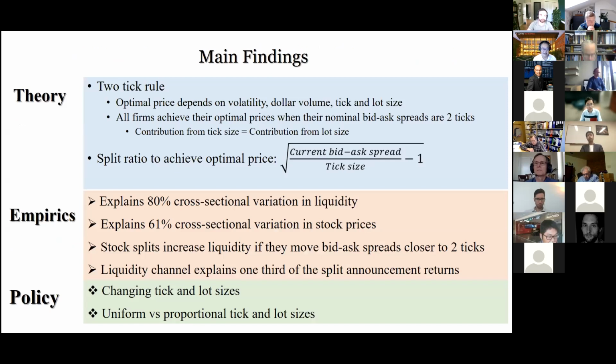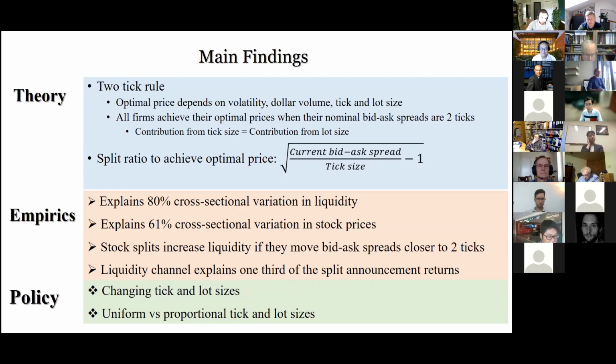So here are the main findings. The main idea of this paper is that we find a very interesting 2-tick rule. The optimal price of a firm depends on volatility and dollar volume. And if we talk about different countries, it also depends on tick and lot size regimes. But in the United States, under the US regime, all firms achieve their optimal price when their nominal bid-ask spread is 2 ticks.